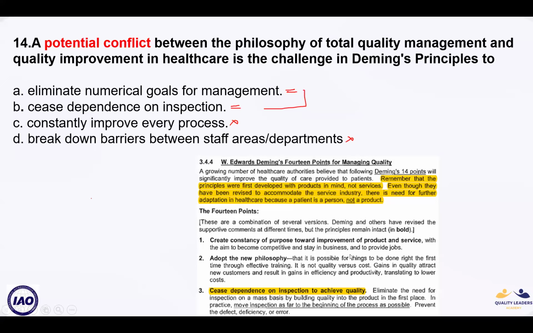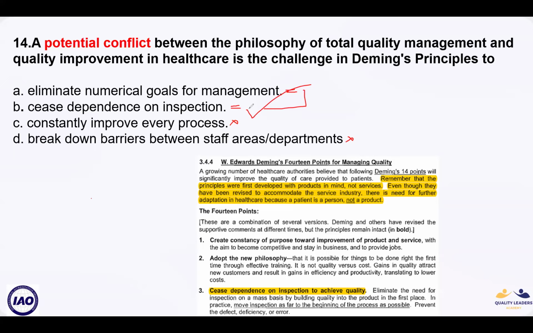We should all remember that Deming's 14 points of managing quality were actually developed with products in mind, and in a way not for services. Even though they have been revised to accommodate the service industry, there is need for further adaptation in healthcare because a patient is a person and not a product. Once you realize this, you will understand where the conflict between healthcare quality and Deming's principles lies. So the correct answer for this question is option B, cease dependence on inspection.